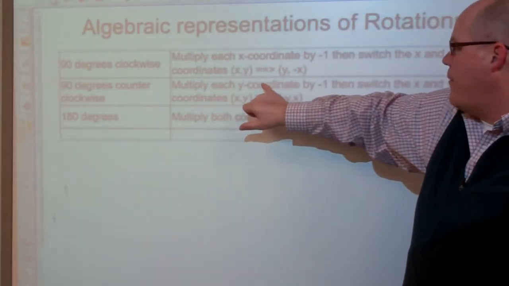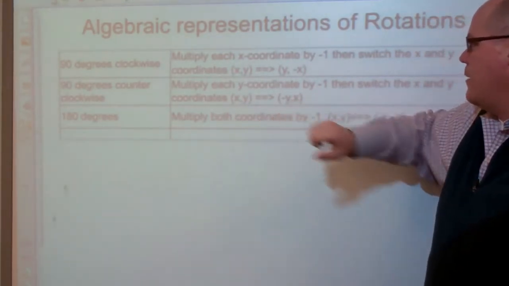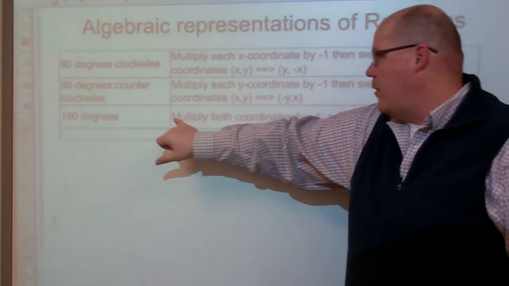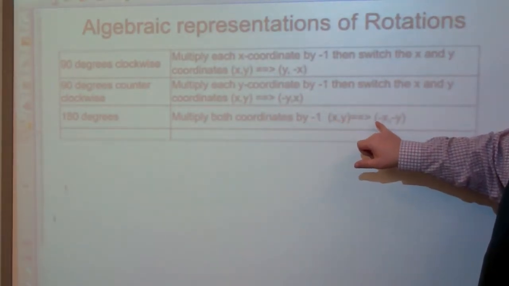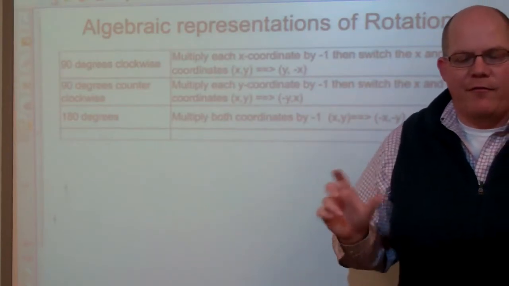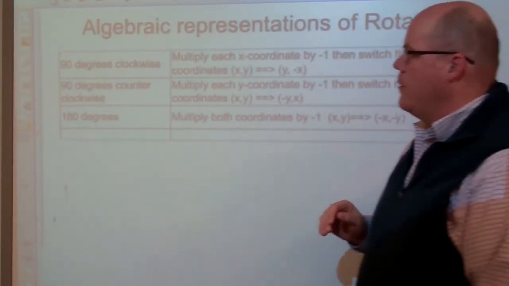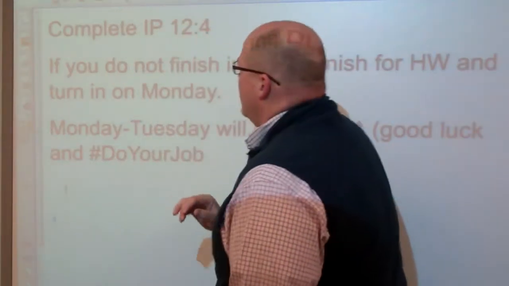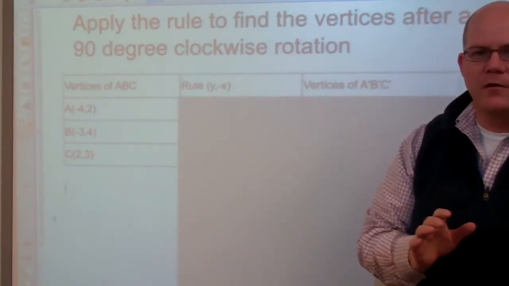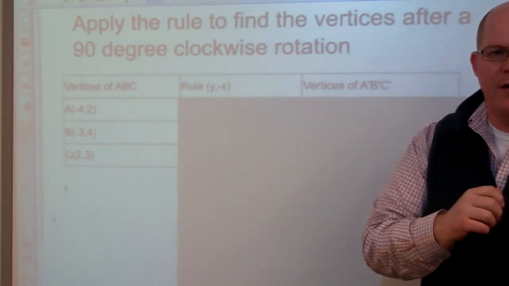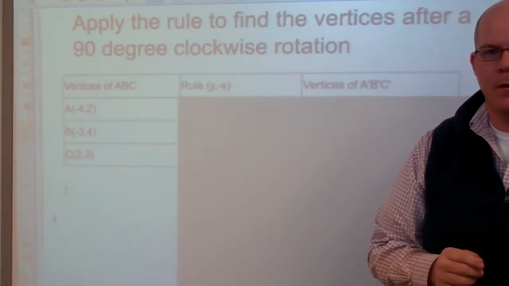Counterclockwise, we multiply the y times negative 1 and then switch x and y. So (x, y) becomes (negative y, x). For 180, we're going to multiply both of the coordinates by negative 1. So (x, y) becomes (negative x, negative y). We're not flipping the order when we do 180. All right, so we're keeping them in the same order. Last thing we're doing here, guys, is I want you to go ahead and draw the table, and then let's pause the video so that you guys have an opportunity to practice and complete the rest of the table. All right. Awesome.